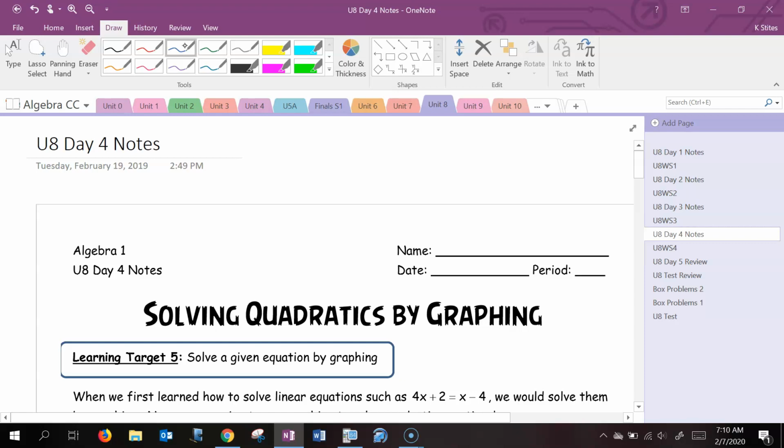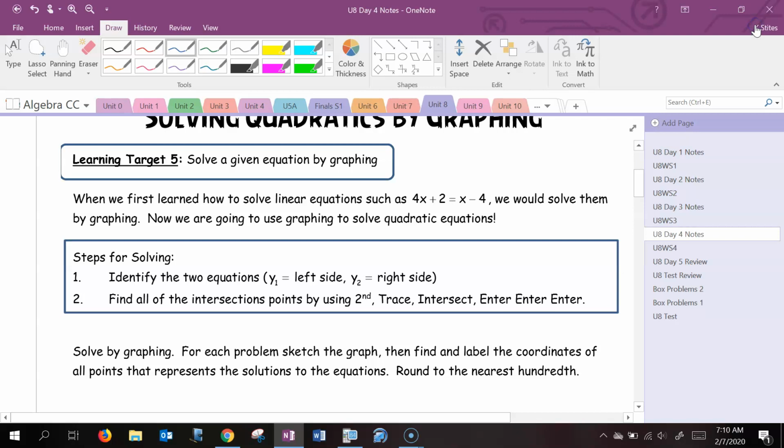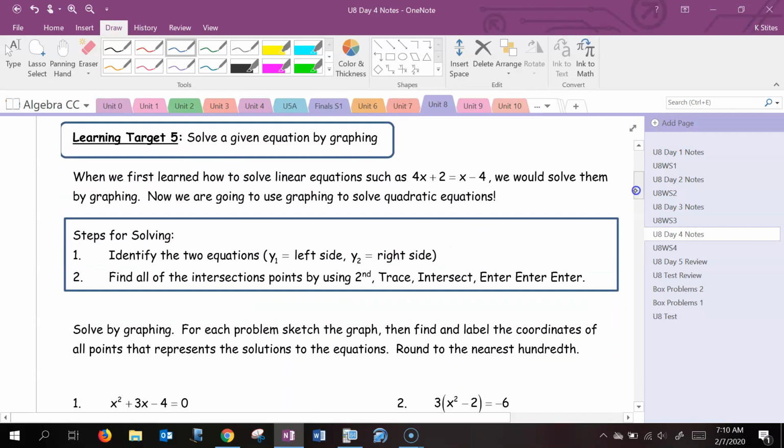So today we are going to be solving quadratics by graphing. You definitely need a calculator, so please make sure you grab one if you don't have one already. So we have been using second trace 5 for many units both this semester and last semester, and we're going to use second trace 5 again.